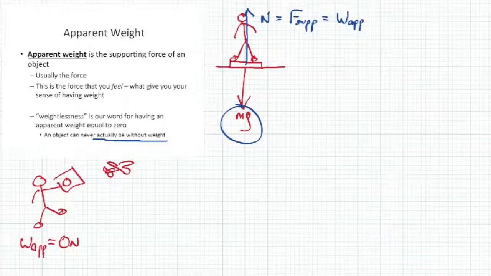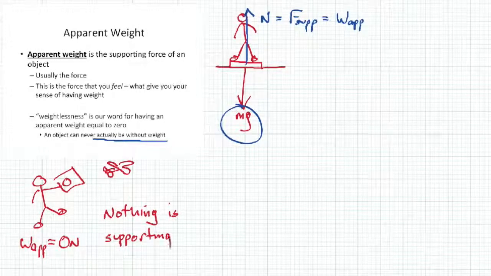But why? Well, because there's nothing supporting you. So therefore, your apparent weight is nothing. Does that mean you don't have weight? No, you definitely do. And in fact, you're hurtling towards the ground, and you better do something about it quick, like pull your ripcord. Otherwise, that force is going to be applied to you in a very negative way. But nothing is supporting you. There's no normal force. Nothing is holding you up at a certain position at all.